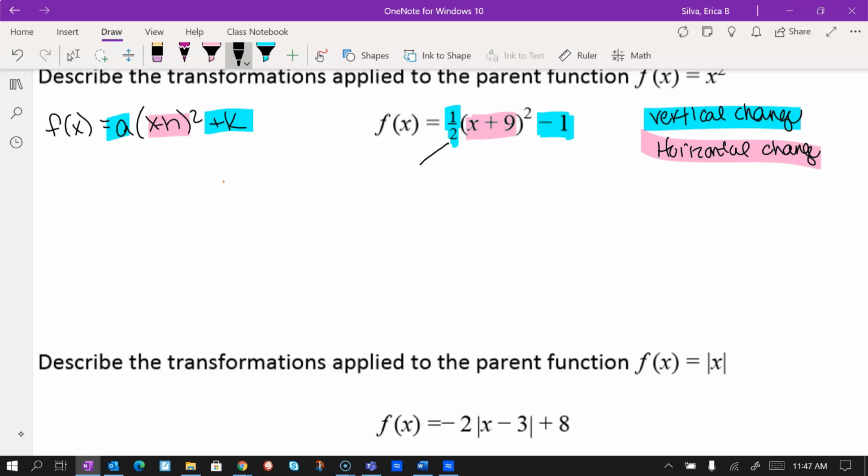So your a will tell us how wide or narrow, or if it's stretched or compressed. We know it's a vertical change, so we're going to say it's a vertical compression because your a value is less than 1.